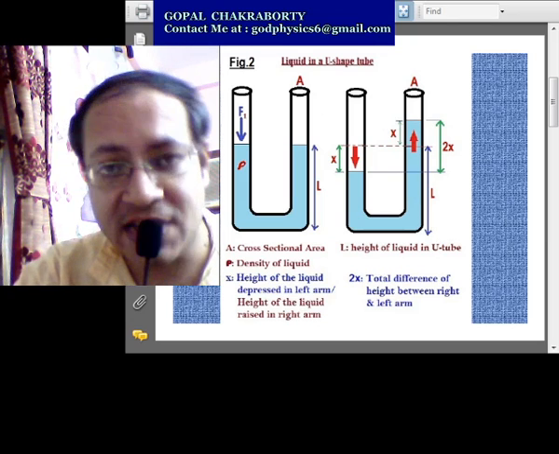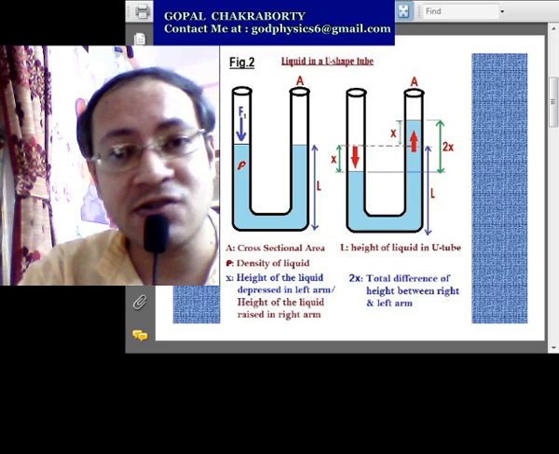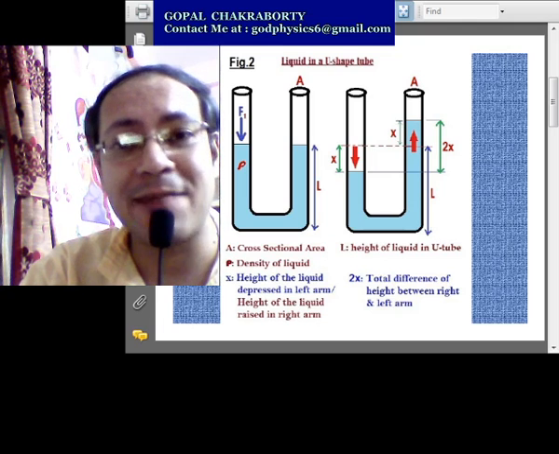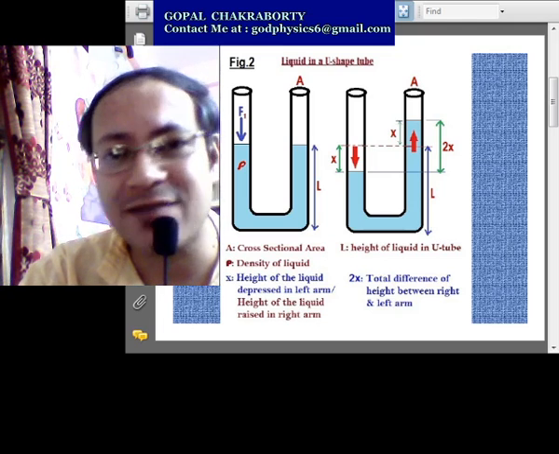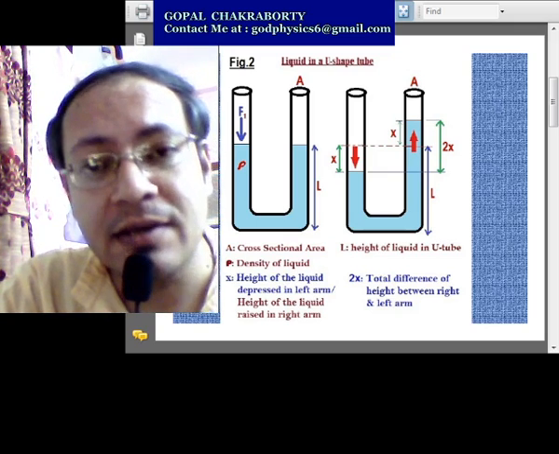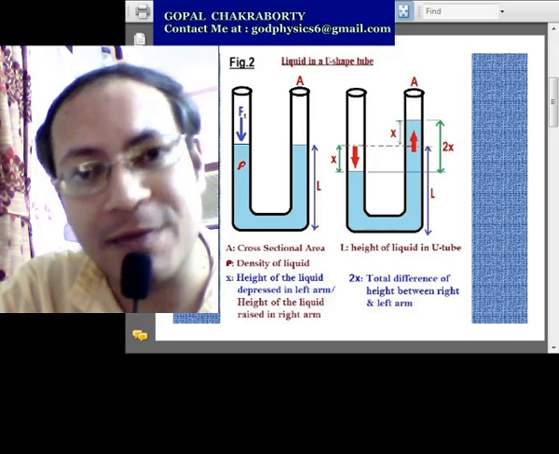By this change of height 2x of the liquid, the restoring force is generated. That restoring force acts due to this change of height 2x of the liquid. So we can write the restoring force equals the weight of that amount of displaced liquid. Now I will show you how to calculate all of these things.